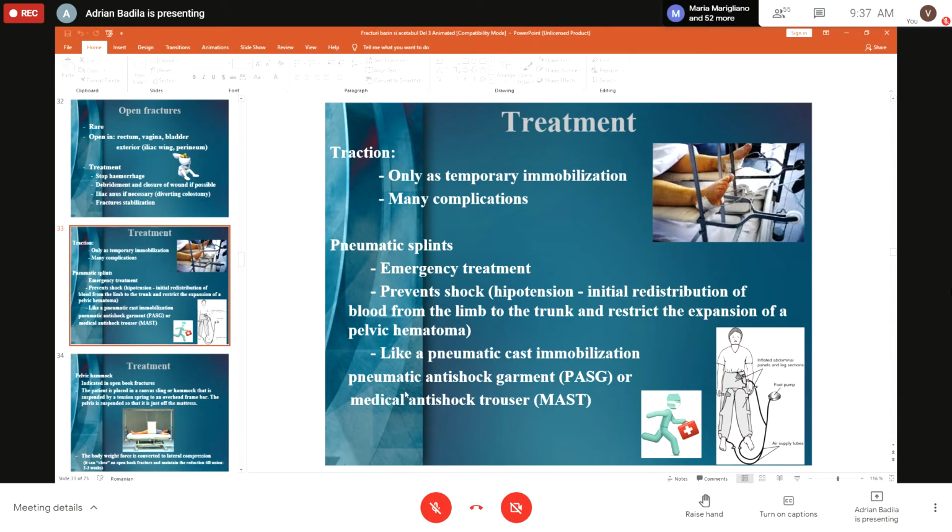Also, in emergency, we can use the pneumatic splints. Then this will act as a cast, and it will immobilize the pelvis and the lower limbs. And it will also prevent shock because it will compress the lower limbs and it will redirect the blood from the lower limbs towards the trunk, where this blood is very useful in order to maintain the vascularization of the heart, lungs, and internal organs.